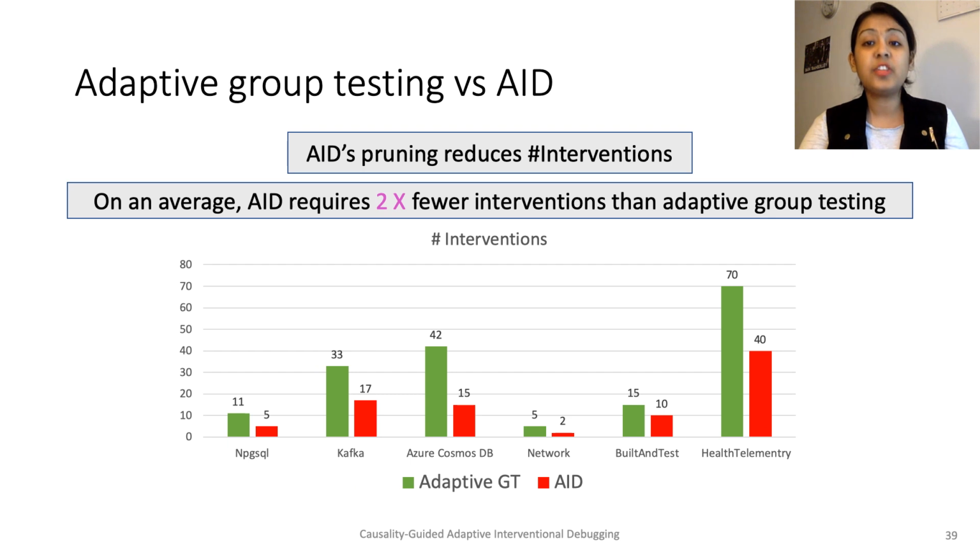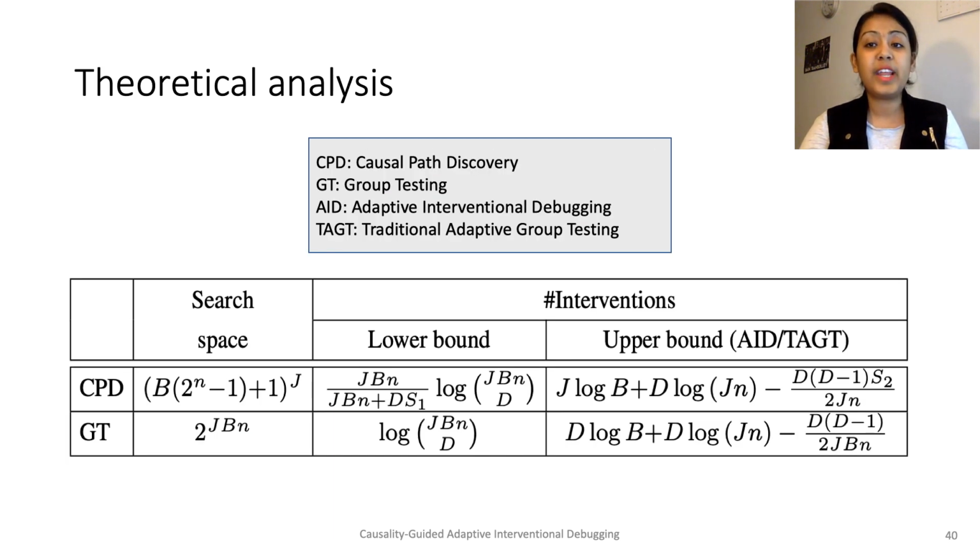This chart shows the number of required interventions in adaptive group testing versus 8. 8's predicate pruning significantly reduced the number of interventions compared to adaptive group testing. Apart from the great empirical findings, we also theoretically established that 8's problem setting allows a smaller search space and 8 requires much fewer interventions than traditional adaptive group testing and a lower information theoretic lower bound. Please refer to our paper for more details on this.